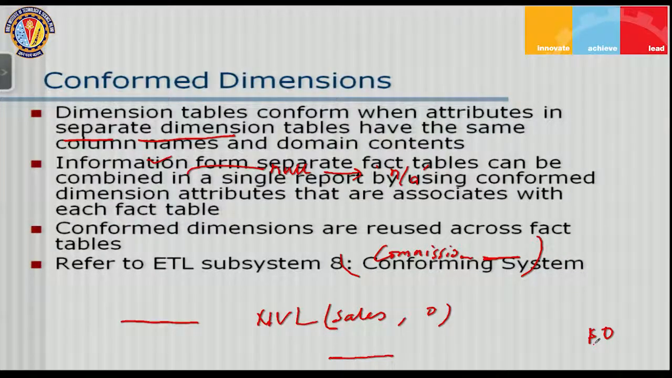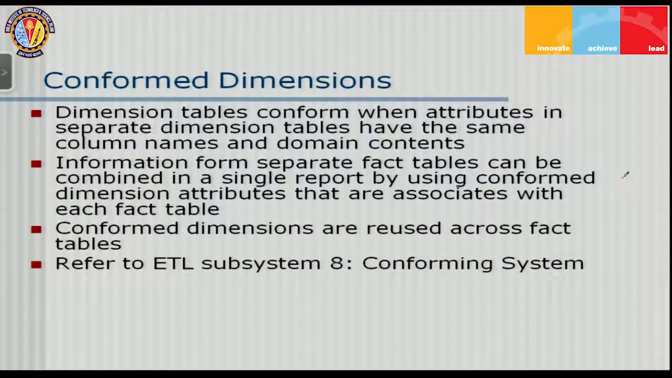So now let me come to what are called conformed dimensions. Dimension tables conform when attributes in separate dimension tables have the same column names and domain contents. That is, their context is the same and they have the same column names. Information from separate fact tables can be combined in a single report by using conformed dimension attributes that are associated with each fact table.